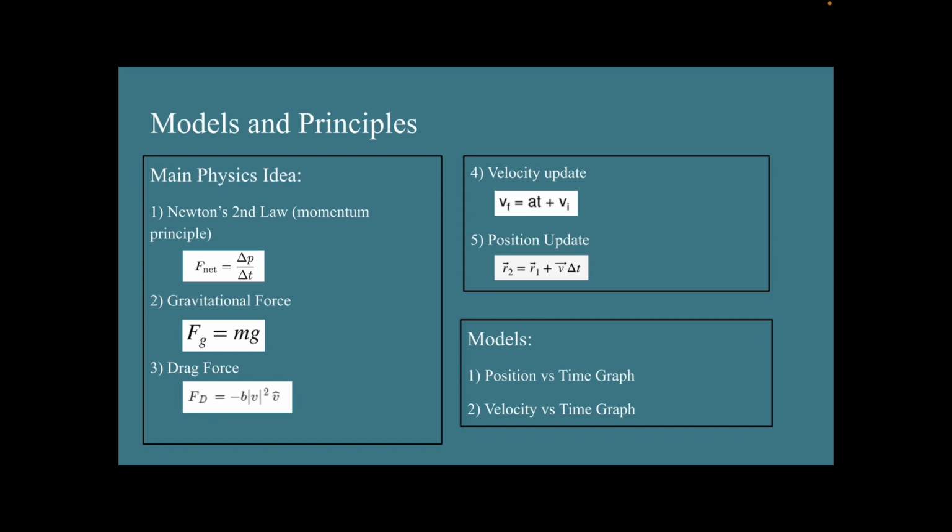The velocity update and position update equations were necessary to determine the final position and velocity of the object over a period of time. The models that support these ideas are the position time graph and the velocity time graph.